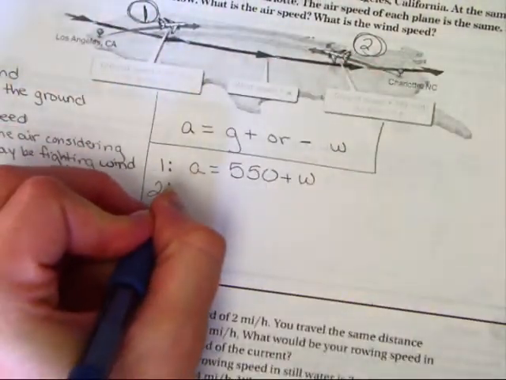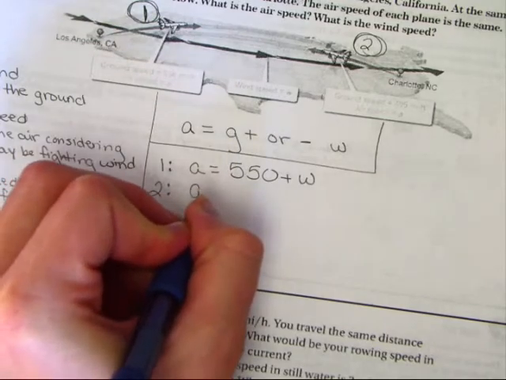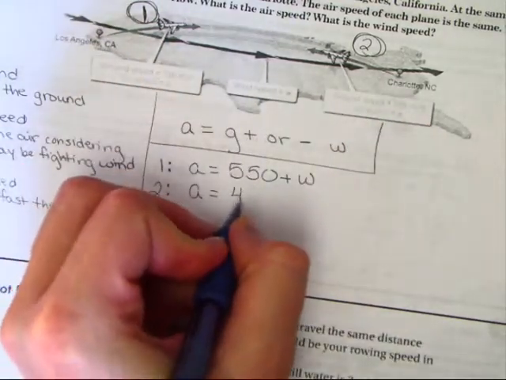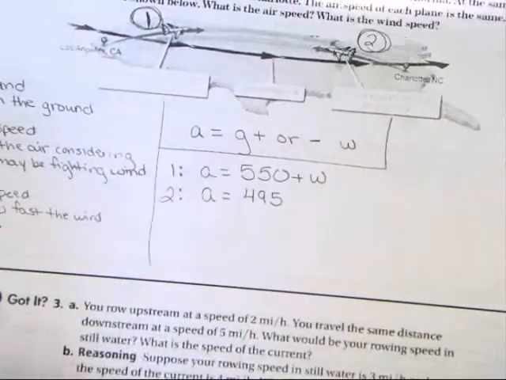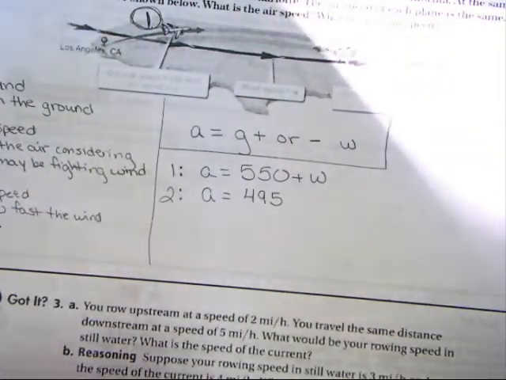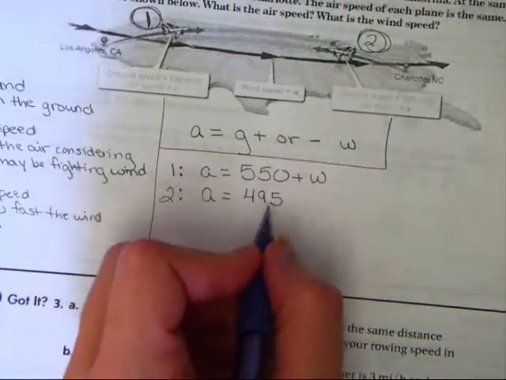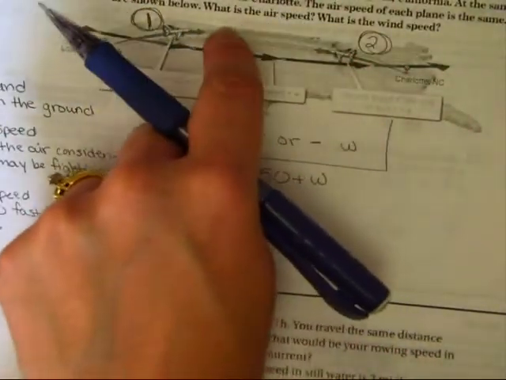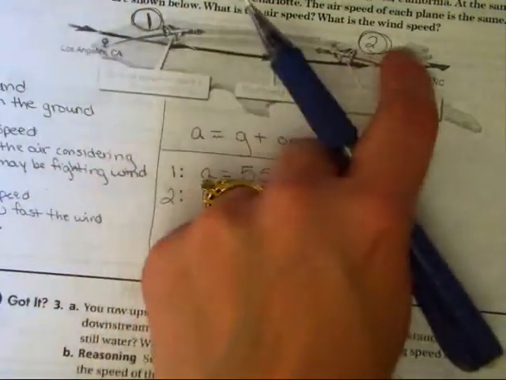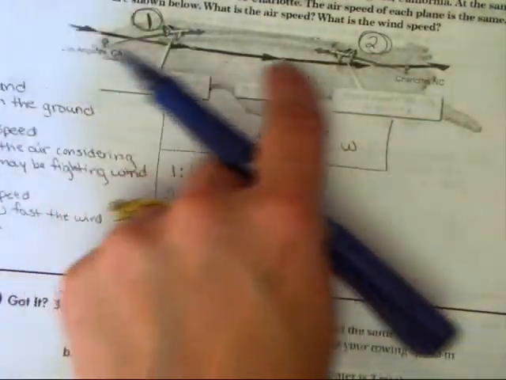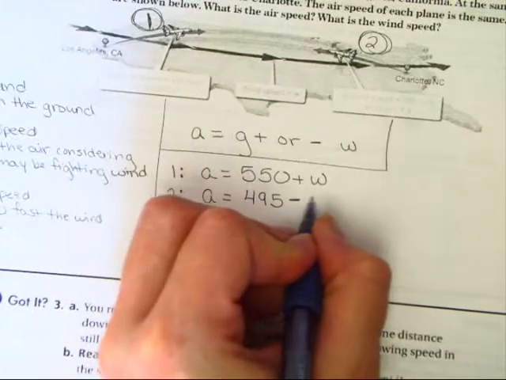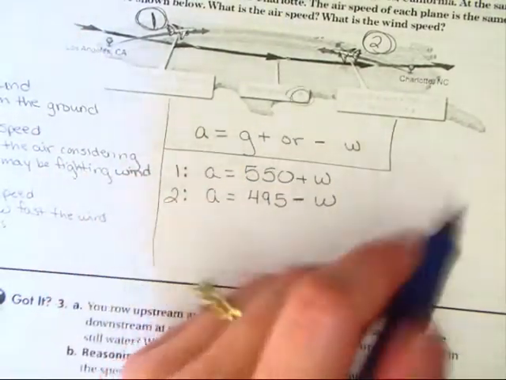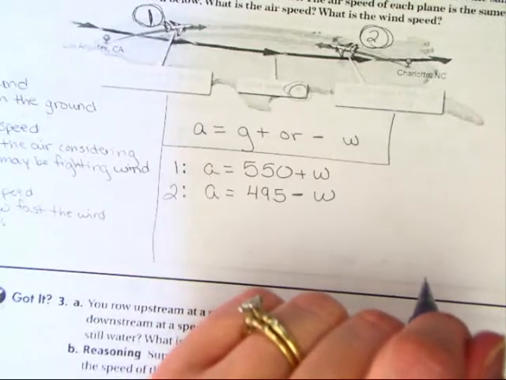Now let's look at plane number 2. His airspeed is made up of his ground speed. If there was nothing happening, he could go 495 miles an hour. So it's made up of his ground speed, but look guys, he's traveling to the left, but the wind's coming to the right. That means we have to take away how fast the wind is going. And they just tell us the wind speed is W, or else we could figure this out right away.